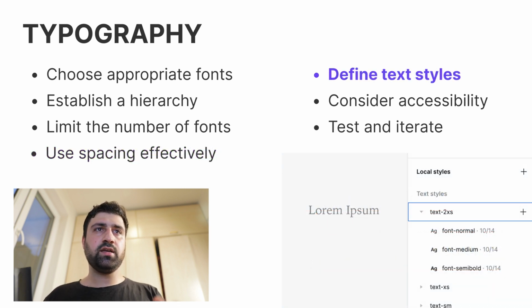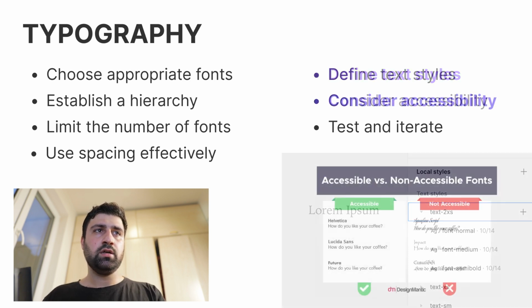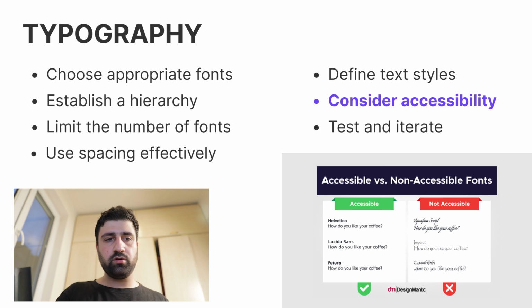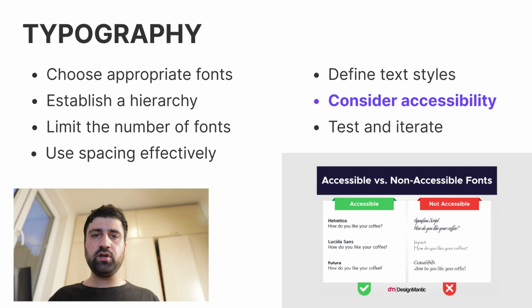Define text styles. Define text styles such as headings, subheadings, body, captions, and call to actions to create consistency and streamline your design process. And as always, consider accessibility. Like in a product of the company where I work, as I mentioned before, users are not very young, and we use more bold fonts than regular ones. Although it's not very aesthetically beautiful, it helps users to read properly.